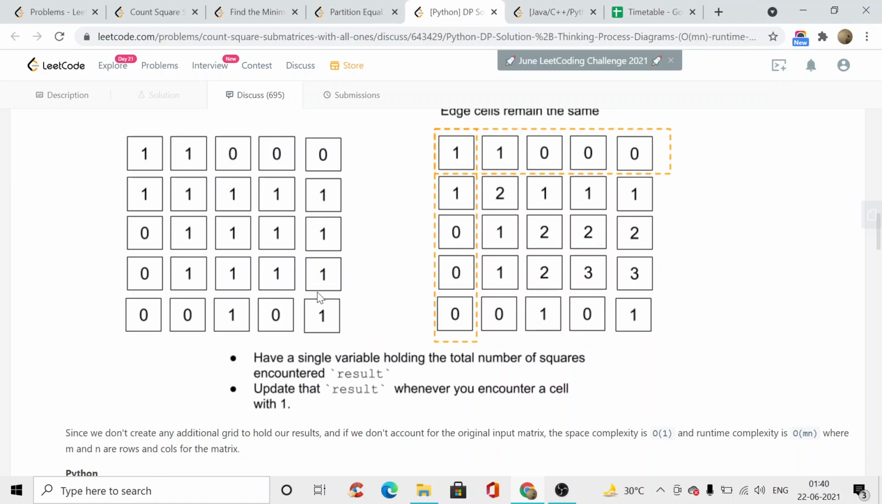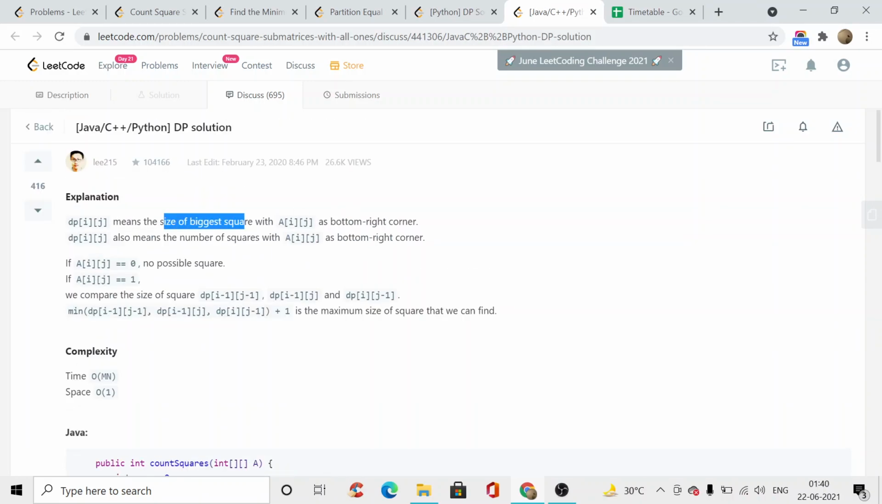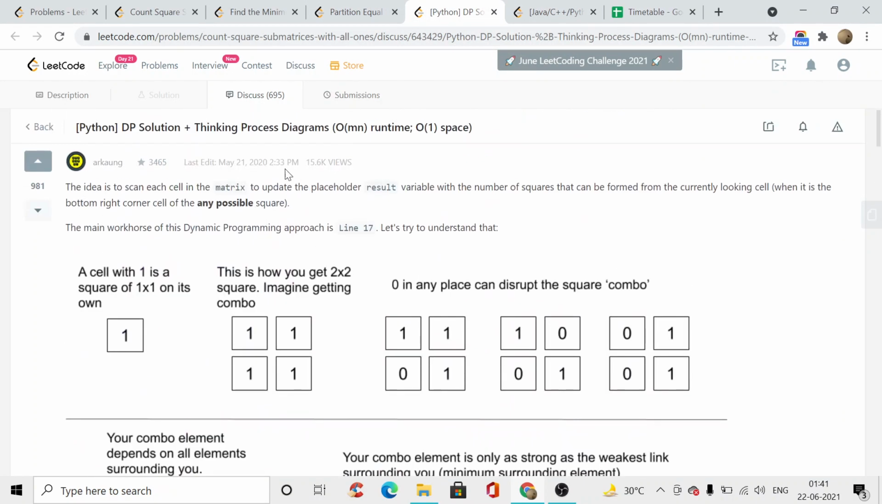So this is how, if the count is actually equal to the size, it's also equal to the number of squares that you can form, which is written over there. So this I think is a really good explanation. And this looks like some copy of another question. Yeah, so this is a nice problem.